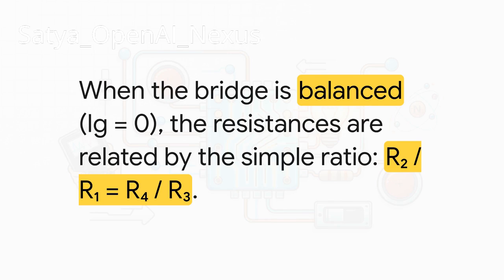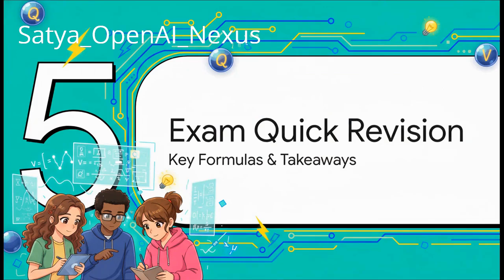And when that happens, a beautifully simple mathematical relationship just pops out. The ratio of the resistors on one side is exactly equal to the ratio on the other side. This means if you know 3 of the resistors, you can calculate that 4th, unknown one with ease. All right, deep breath. We have covered a ton of ground, so let's pull everything together and do a quick fire revision of the most critical formulas you're going to need for your exams.